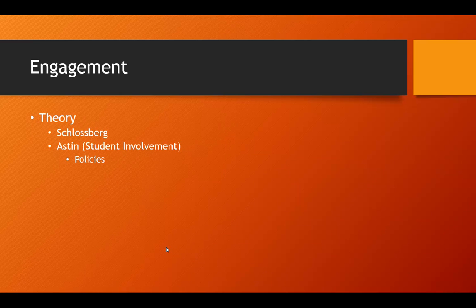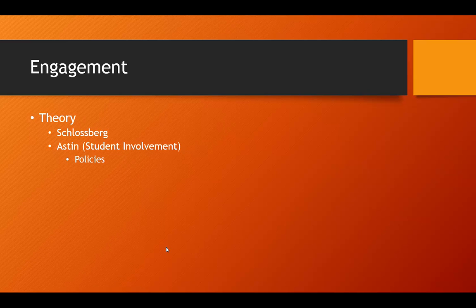Well, we need to think about theory. And one theory we can think about is Schlossberg's transition theory. What are they doing for themselves to support themselves? What types of support services are there? So using Schlossberg's transition theory can help develop policies and procedures that are able to engage and connect students and provide a smoother transition for them. They're able to adjust better to being a commuter student on campus.